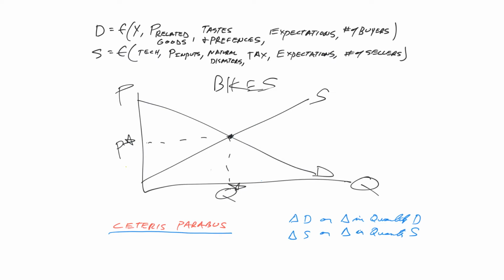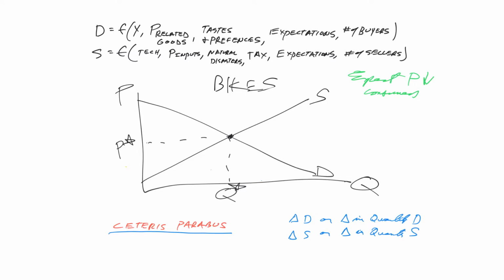Now, consumers expect bicycle prices to fall in the future. Expect prices to fall. And it's important to note here that it is consumers. Why do we need to note that? Because expectations affect both supply and demand. So it specifically says consumers expect the price to fall.